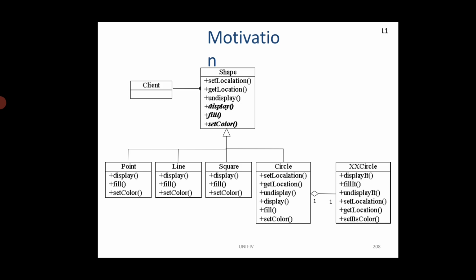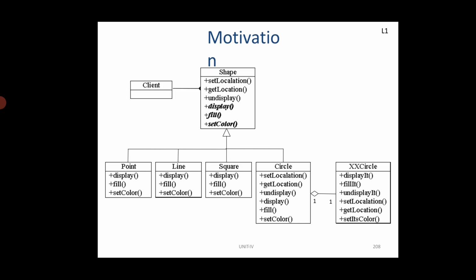Here a set of operations has to be written: set location, get location, undisplay, display, fill, set color. The interface for graphical objects is defined by an abstract class. What is an abstract class? An abstract class contains the implementation of some methods and variables, and some abstract methods that are declared but not implemented in the code. The main purpose is to achieve multiple inheritance and abstraction. The user interface for graphical objects is defined by an abstract class called Shape.